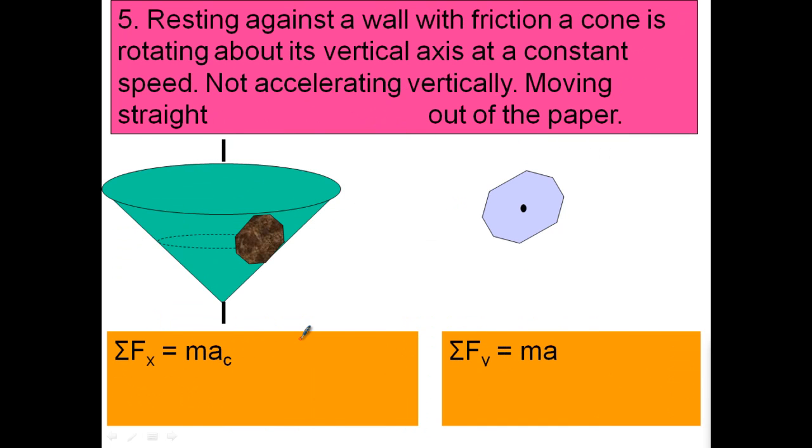This time we're spinning a rock inside of a cone. Gravity is down, and the normal force is at an angle because the surface is like this. The normal force acts perpendicular to the surface, and our acceleration is towards the center. So in this case, our centripetal force is supplied by our normal force. Our centripetal force is actually the x component of this normal force.